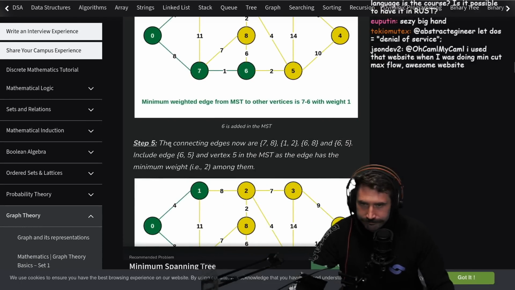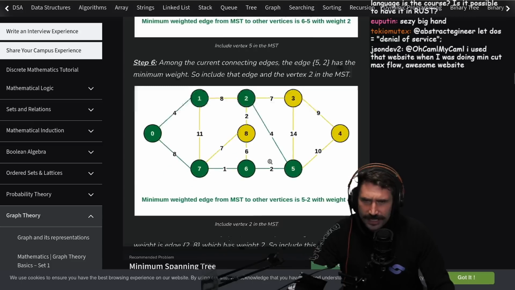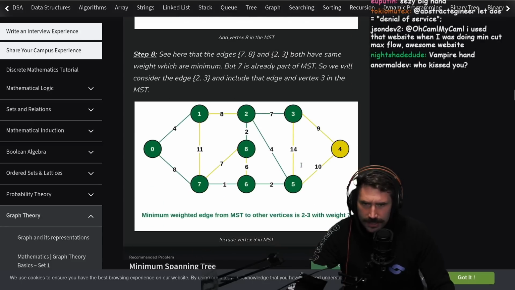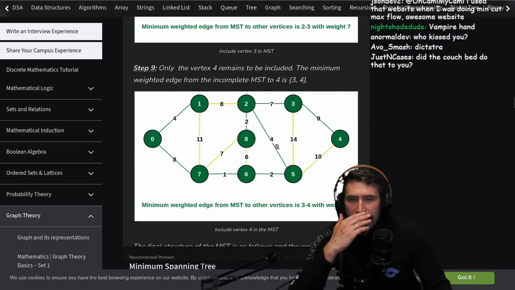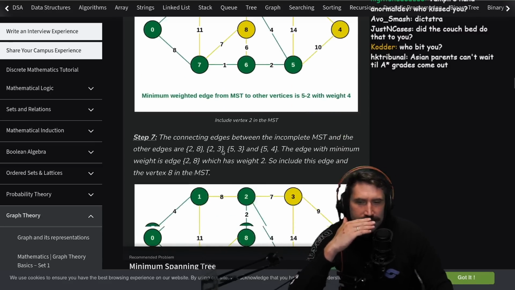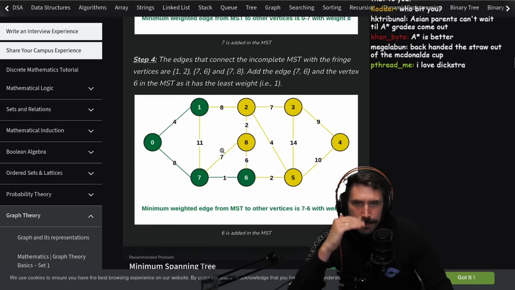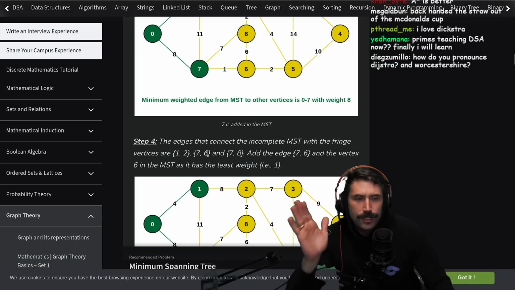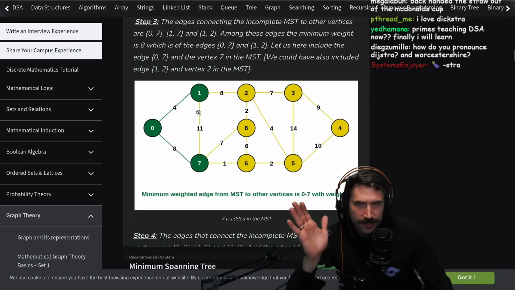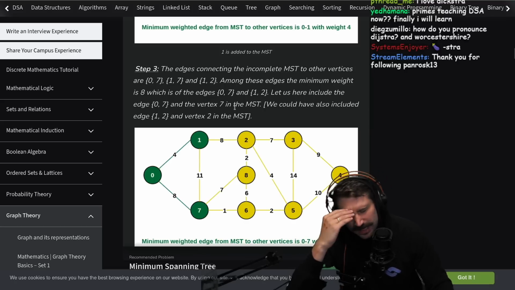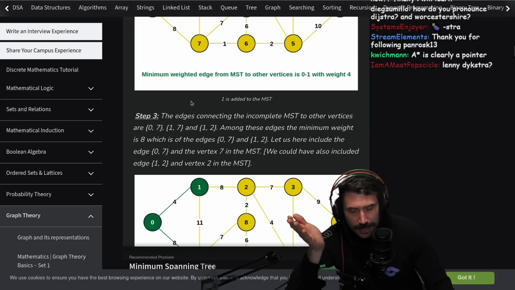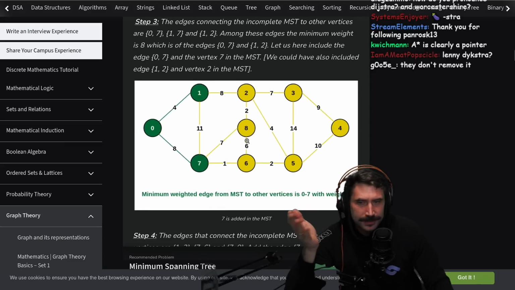Let's see, the connecting edges. Okay, so I think I understand the algorithm at this point. The real question is, how do they select which edges they're looking at? Because they're kind of skipping one step that's kind of interesting, which is, how do you know when to remove an edge, right? So this one right here, this yellow one, 11. When do you remove it? Because it just says, okay, find all the edges connecting the incomplete MST to the other vertices. Because if you do that, now you have this whole problem.